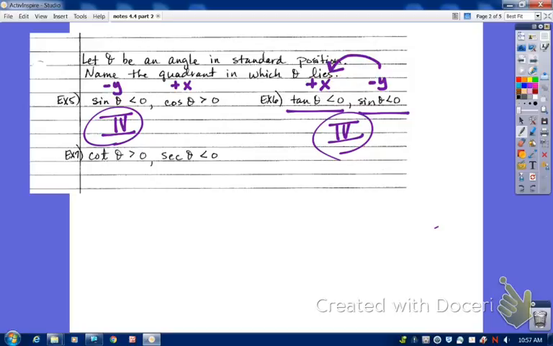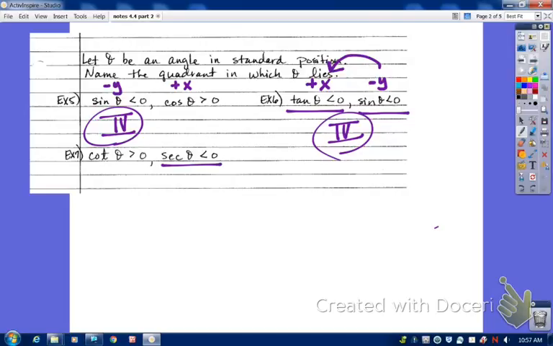Example 7. It says that cotangent is greater than 0. So cotangent is x over y. So if it's greater than 0, two things could happen. The x and the y could both be positive, or x and y could both be negative. So that's an either or. So go to the second piece of information.